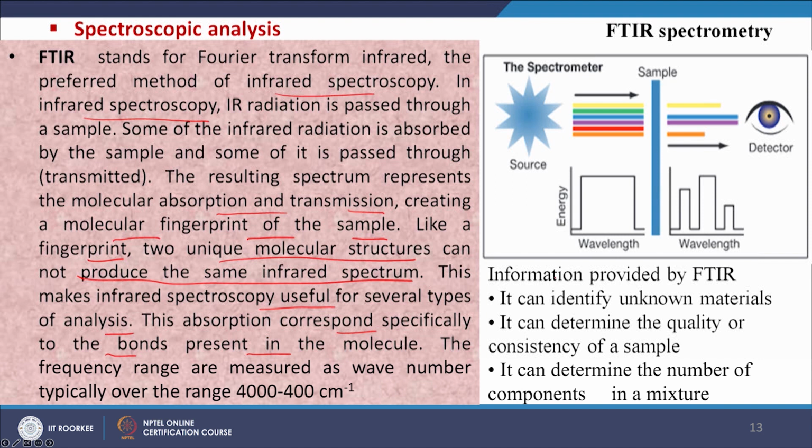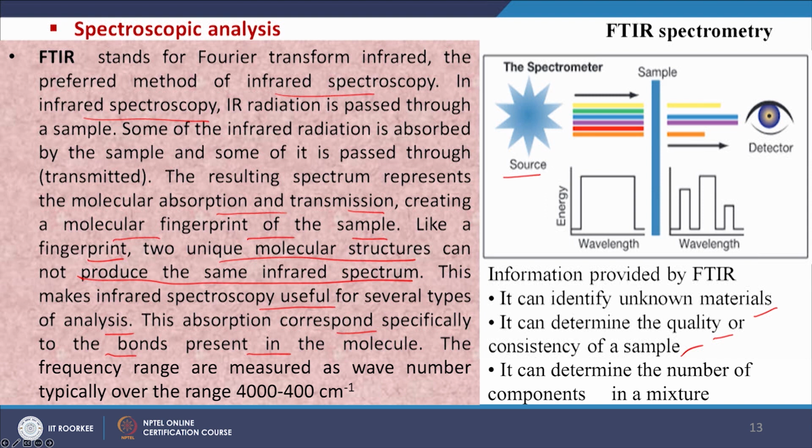So, you see here, this is the FTIR spectrometry. We have one IR source, then we have the sample. When the light passes through it, some will be absorbed and the rest will go out, and then we will detect it, and we will see at which wavelength the light is available here.